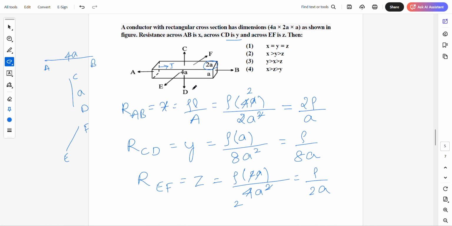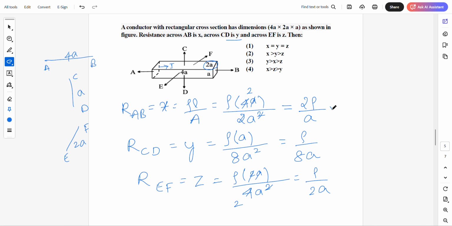For Z, that is EF. What is the length for EF? For EF, length is 2A, right? And what is the area? 4A into A is 4A square. Now what is the question? You should compare here which is greater.